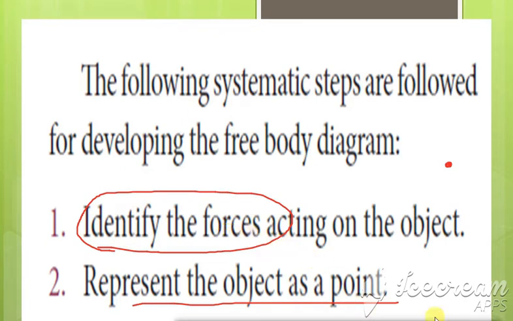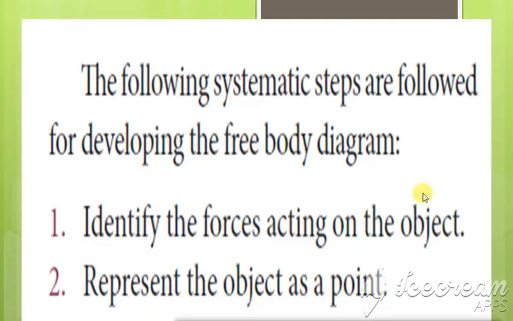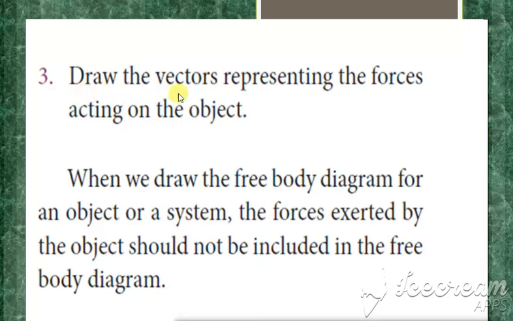Then we have to represent the motion of the object, how it is moving. That will all be represented with the help of an arrow mark. This is how we represent the diagram. The third step is to draw the vectors representing the force. Vectors are the arrow marks which you are representing. When we draw the free body diagram, the forces exerted by the object should not be included. Forces the object exerts will not be included, but all the forces on the object will be included.